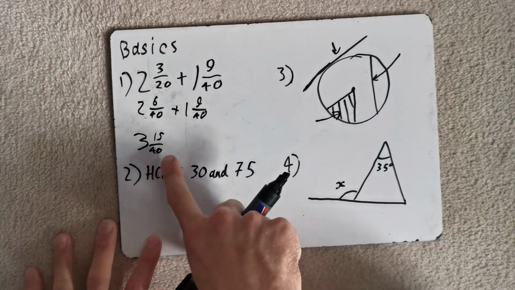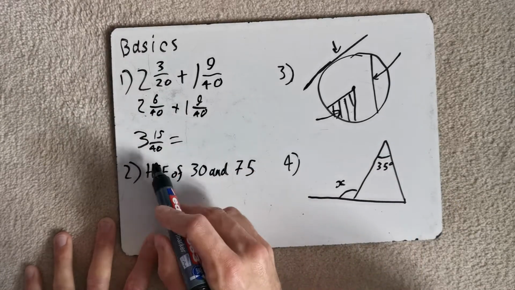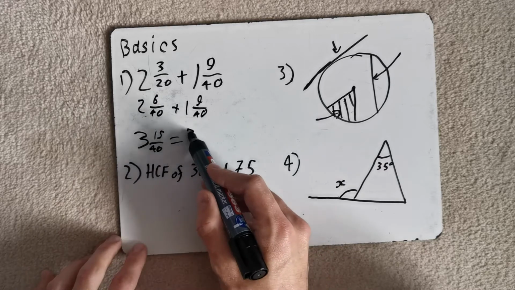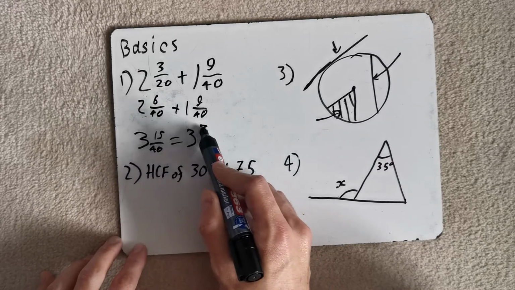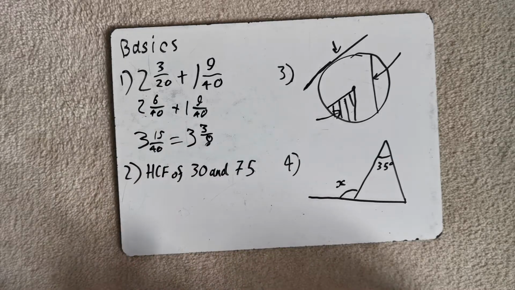Okay. Now this we can simplify. Both are in the 5 times table, so that becomes 3. Divide that by 5, we get 3. Divide that by 5, we get 8. There we go. Okay, 3 and 3/8.